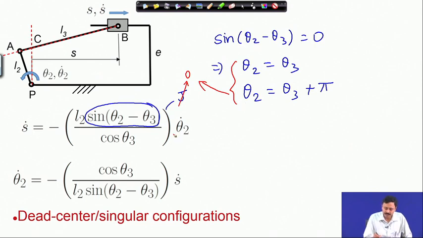which means that irrespective of value of theta 2 dot, S dot goes to 0. That means the slider is not going to move. So, slider is in the dead center configuration. The mechanism is in the dead center or singular configuration. So, let us see these configurations. So, there are two solutions. So, corresponding to these two solutions we have the singular or dead center configurations.